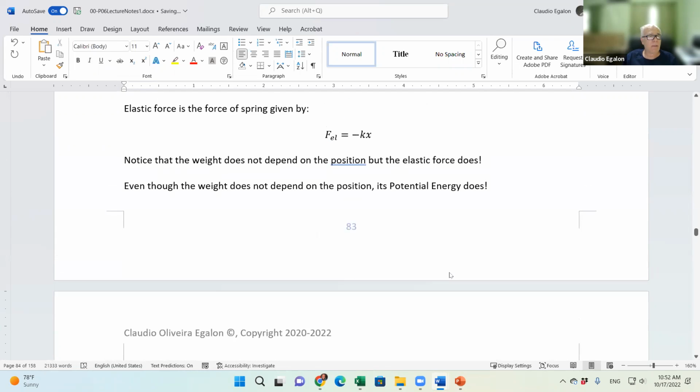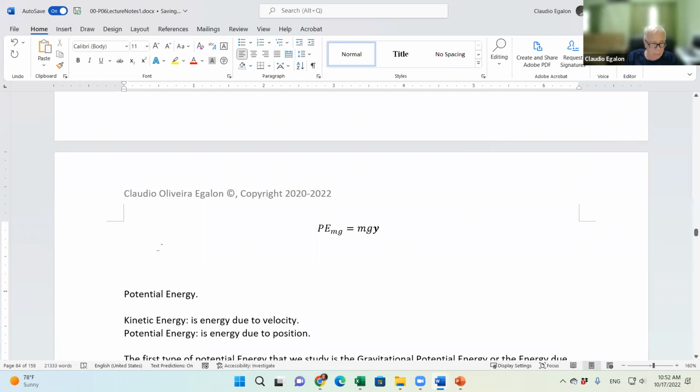In the case of the elastic force, it's a little bit more difficult to derive. In the case of the elastic force, its potential energy is given by, you have to memorize that. We cannot derive that here in the classroom because it requires calculus.